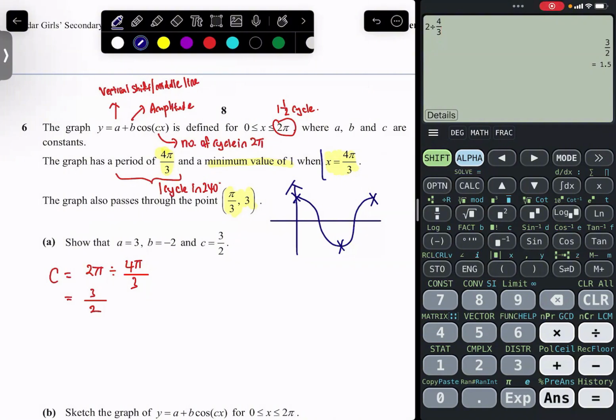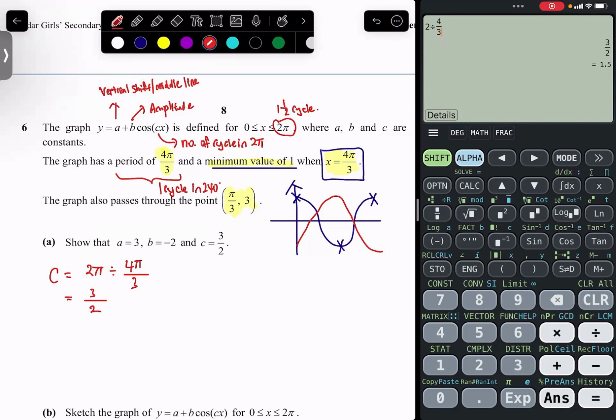But this time around, when it completes the cycle, it was actually at the minimum, which gives me a hint that the graph is actually going in the opposite direction. Okay. So that also means that even though the amplitude is a positive value, our b is actually negative. Okay, so the next thing to note is that the graph also passes through the point π over 3 and 3.